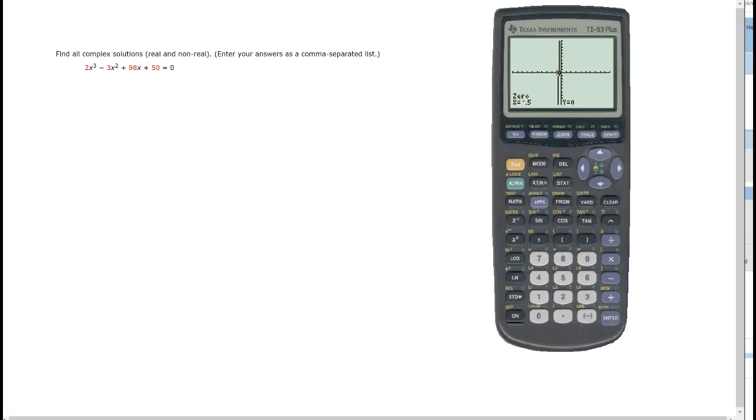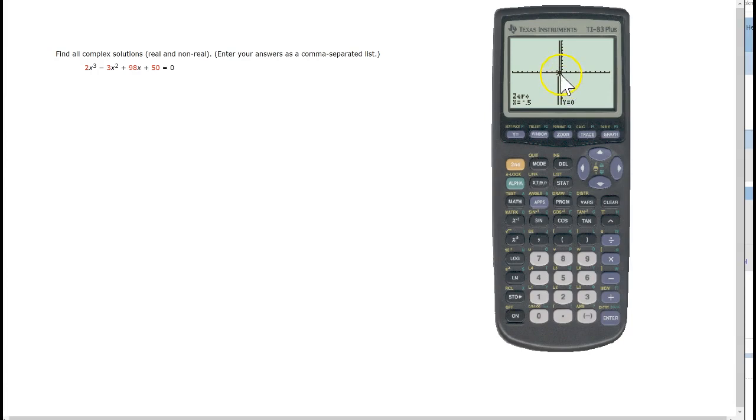We're asked to find all complex solutions, real and non-real, and then enter our answers as a comma-separated list. But anyway, we're going to find them for this polynomial function. And as you can see over here, I have graphed the polynomial function to find at least the one zero.